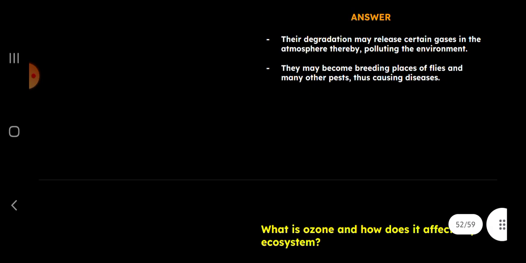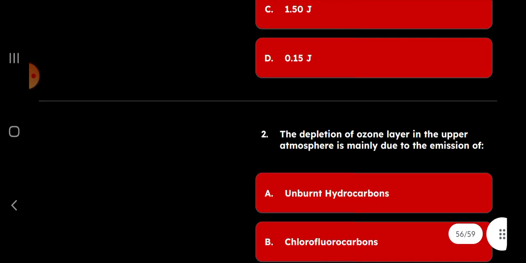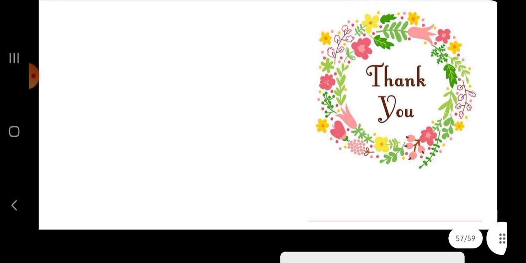Then the NCERT questions, these are the answers. Then your homework question. Please take a screenshot of this and do it.